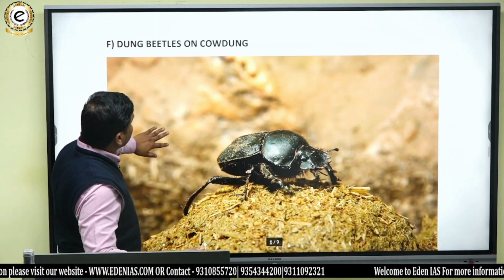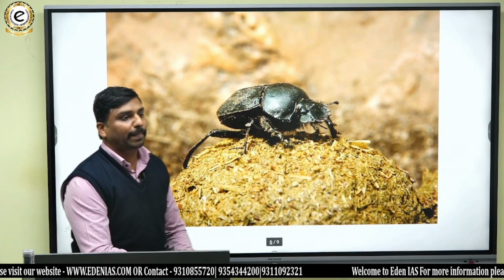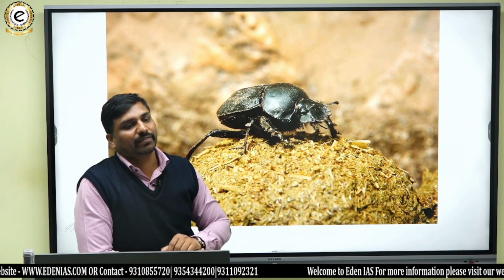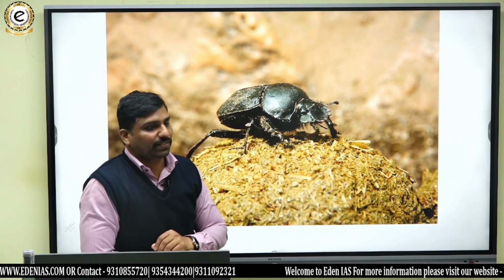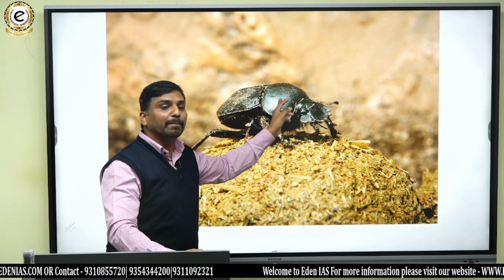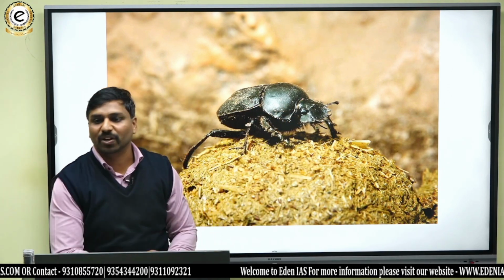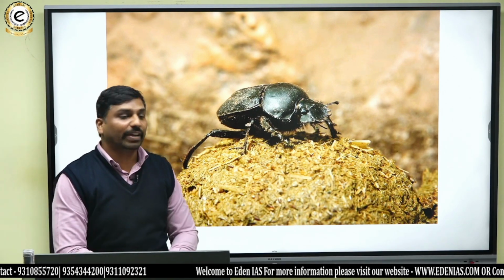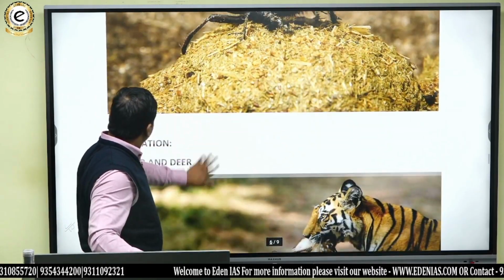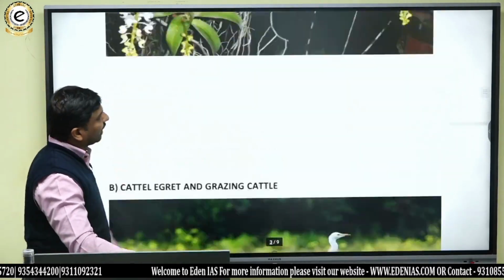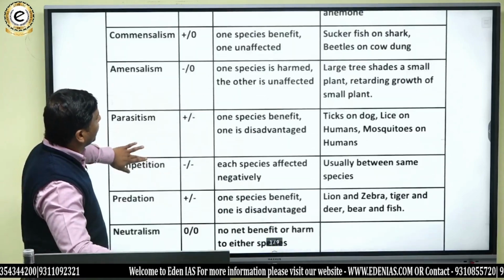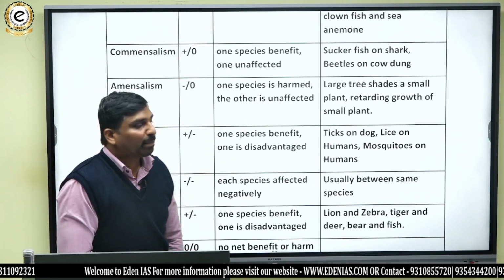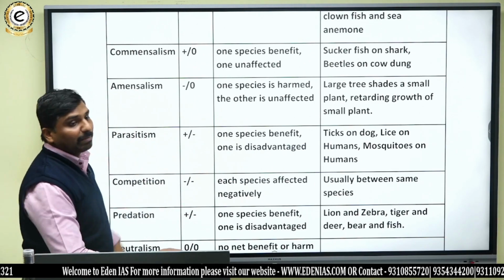See, dung beetles and cow dung. So this is cow dung, and you have beetles, and they take the cow dung and use it for feeding purposes. So simply here the dung beetle would be benefited and there is no effect for the cow dung. So such kinds of interactions are known as commensalism, right? Where one would be benefited and the other would be unaffected. Okay, can you identify and locate them? Okay, so that is one thing. And the next type of interaction is amensalism.